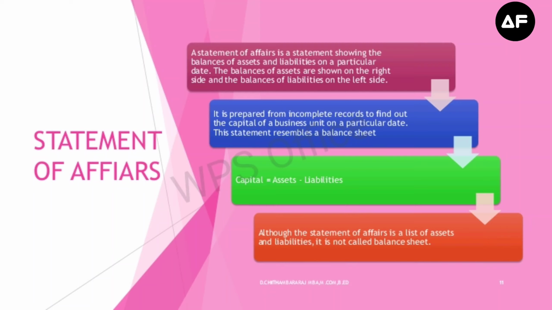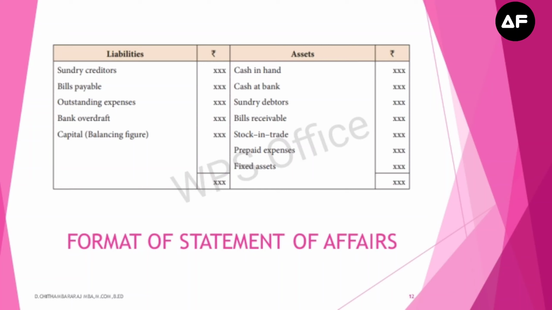Statement of affairs. So what is the statement of affairs? It is a statement showing the balances of assets and liabilities as on a particular date. It is exactly the same as a balance sheet, but the statement of affairs is prepared to find the capital of the business which is using incomplete records. Though it is like a balance sheet, it is not to be called a balance sheet.